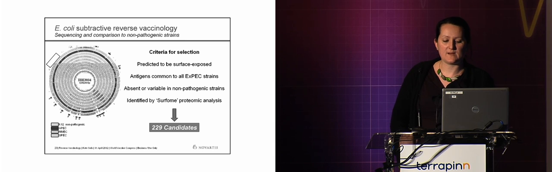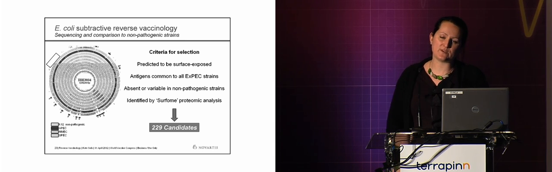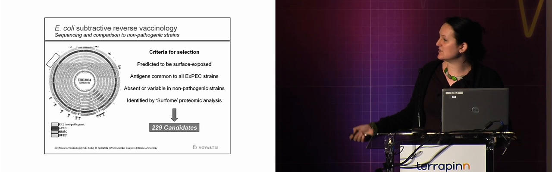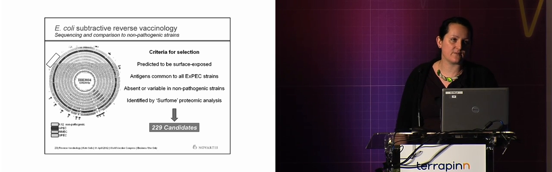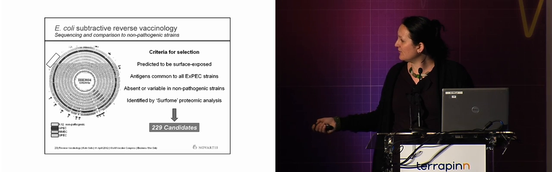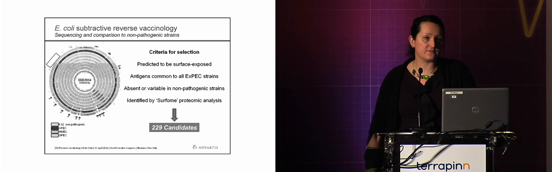It was further refined by choosing antigens that were absent or present with low homology from the non-pathogenic genome strains that were available. And an additional criterion for selection was the identification of proteins from a surface proteomic analysis that focused on E. coli outer membrane vesicles to identify surface exposed proteins. And altogether, we came to a list of 229 potential candidates.